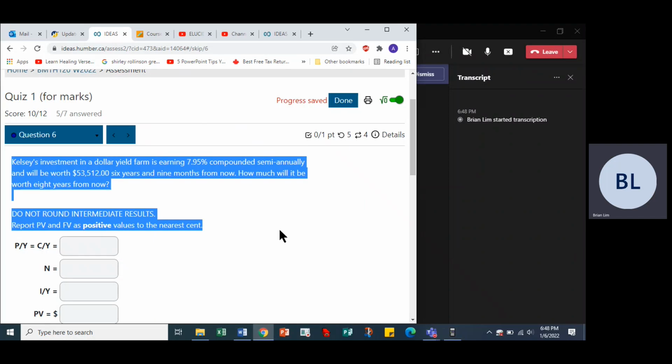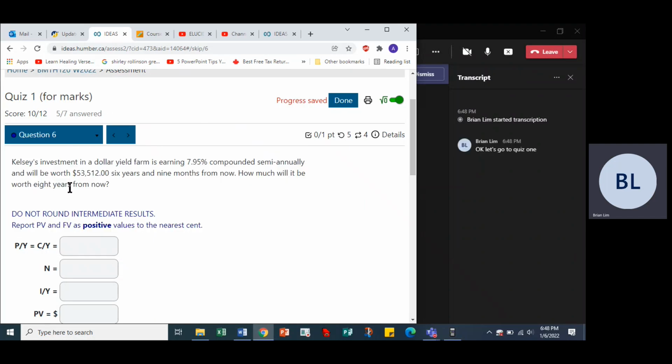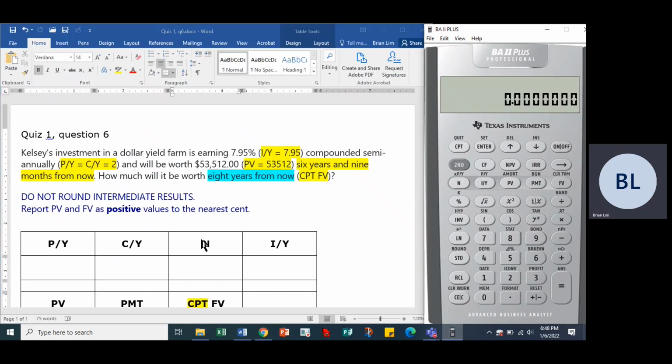Let's go to quiz 1, question 6. All right, I've copied the question into Word. So there is the copy of the question. Here is how the question reads.